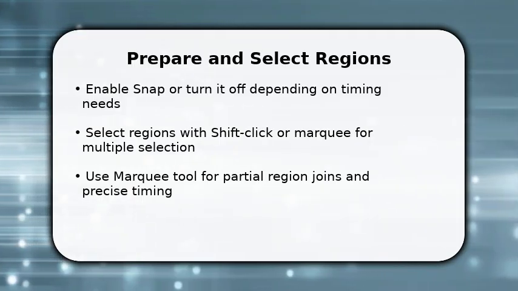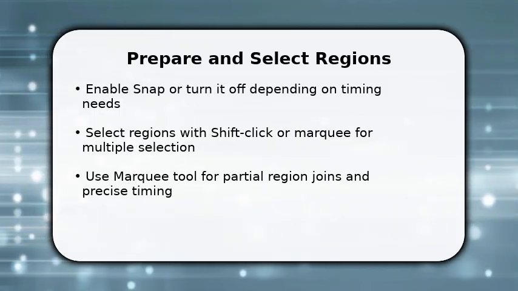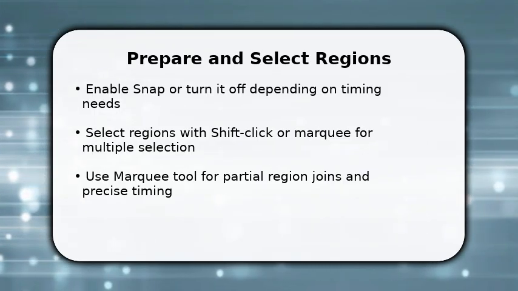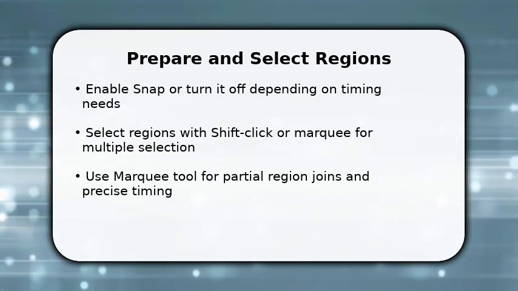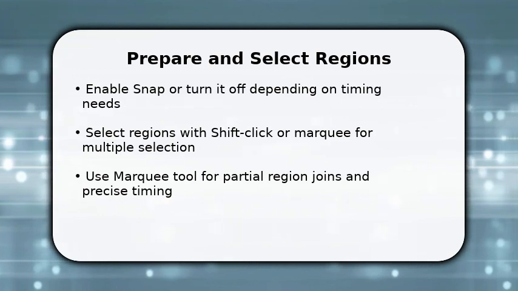You want contiguous regions on the same track or overlapping takes. Logic can only join what's aligned. If fades exist, consider removing them first so audio aligns perfectly. This prevents unexpected crossfades during the join.